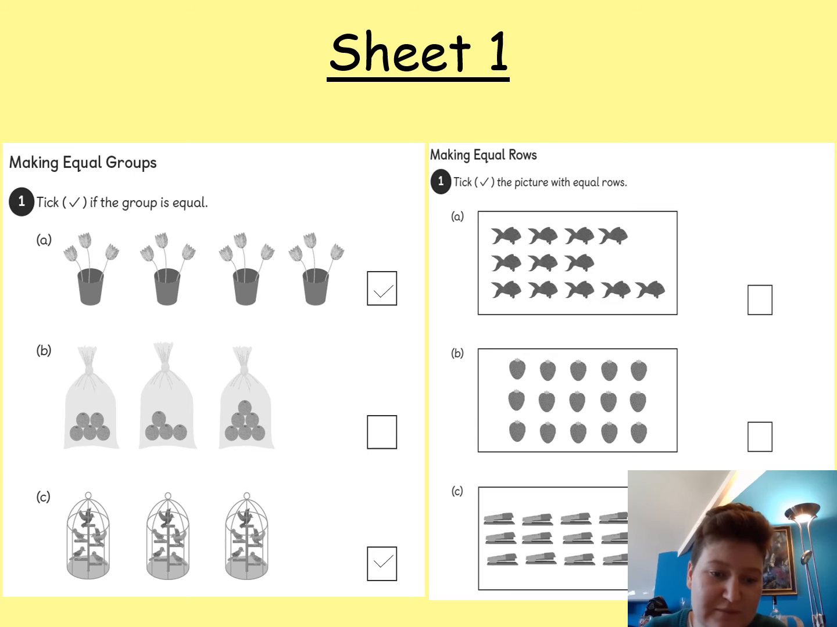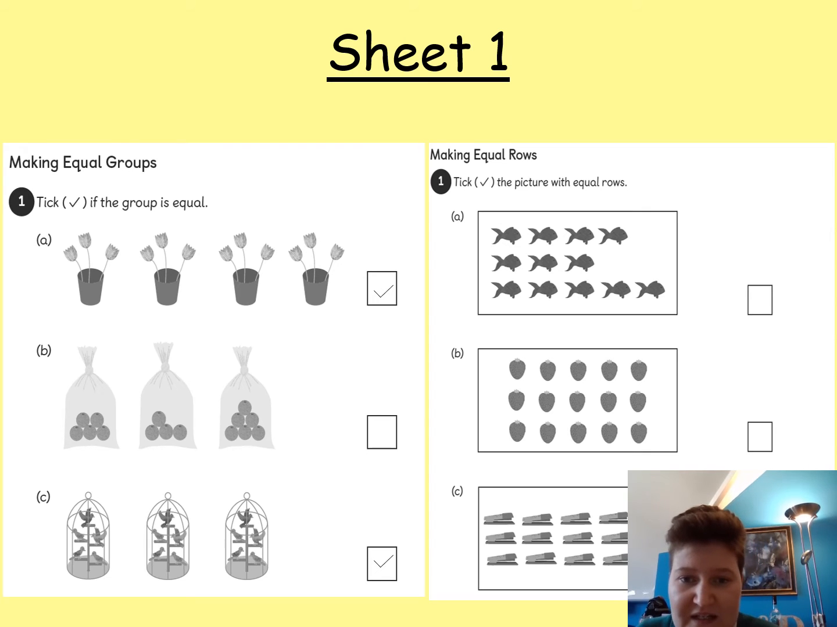Now if we look at the oranges, they are not in equal groups because there's 5 in the first bag, 4 in the second bag, and 6 in the third bag. That's not equal, is it? That's not the same. So they're not equal. And then if we look at the birds, yes, they are in equal groups. There's 3 groups of 5 birds.